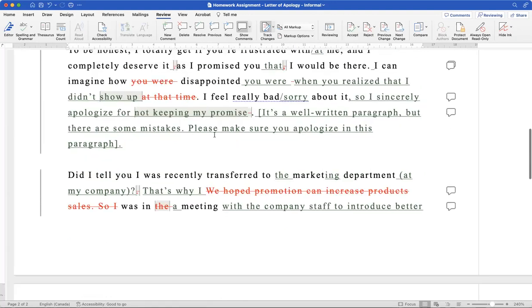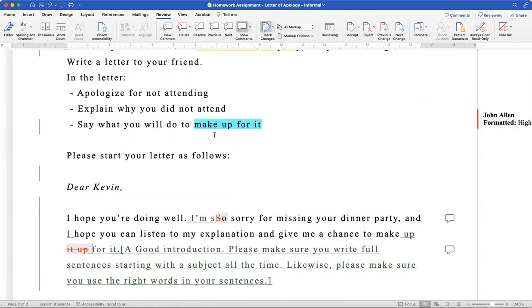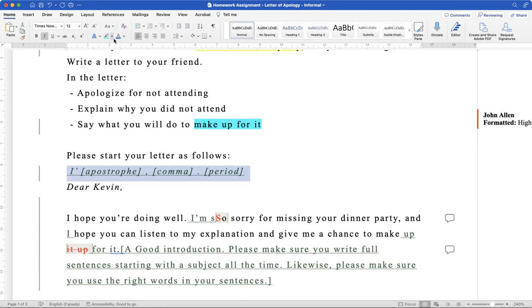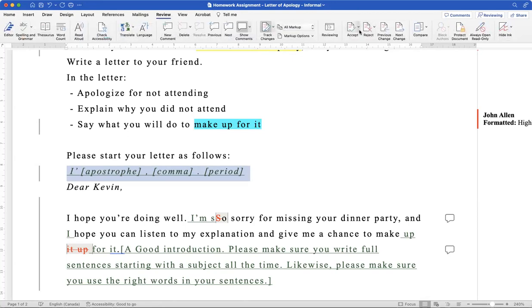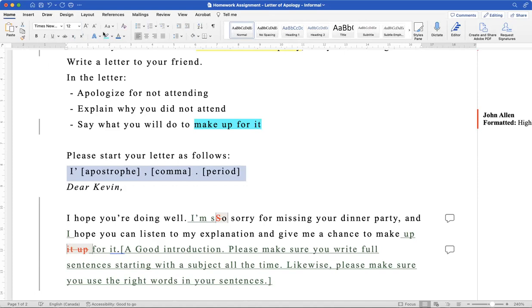But what about your problems? You need to pay attention to punctuation marks, especially comma and apostrophe. So this is an apostrophe. Let me say, for example, this mark is an apostrophe, and please pay attention to it. And also, you need to pay attention to the use of comma and the use of period. So please make sure you use them correctly. Okay, let me see here. Accept. Okay, so please make sure you use these correctly.